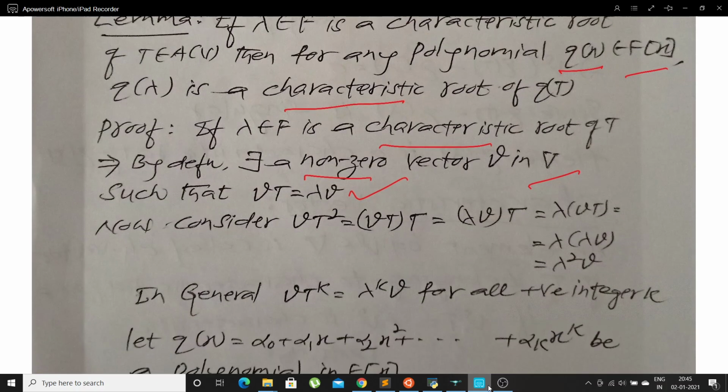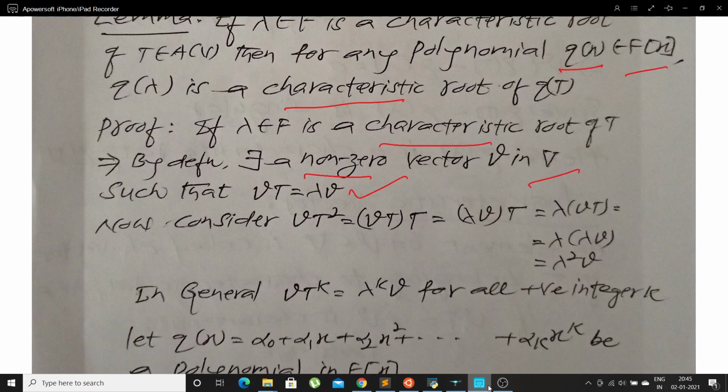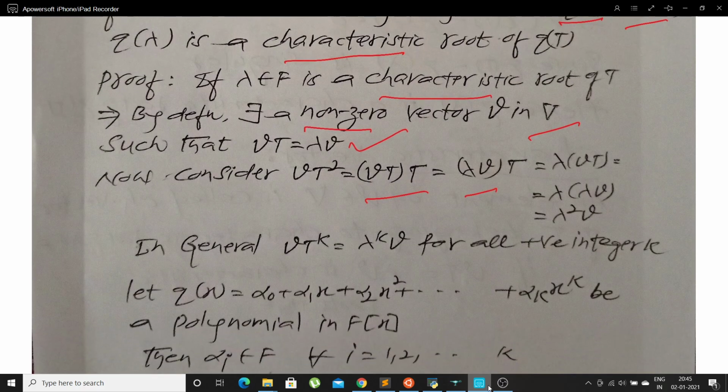Let me consider vT2. Don't read this as T square; we have to read it as vT2. I'll rewrite this as vT of T, since T2 can be written as T into T. So vT of T: again by definition we replace vT by lambda v, and taking lambda outside, we write it as vT. Again vT means lambda v. This is the same as writing lambda square v. That means vT2 is equal to lambda square v.